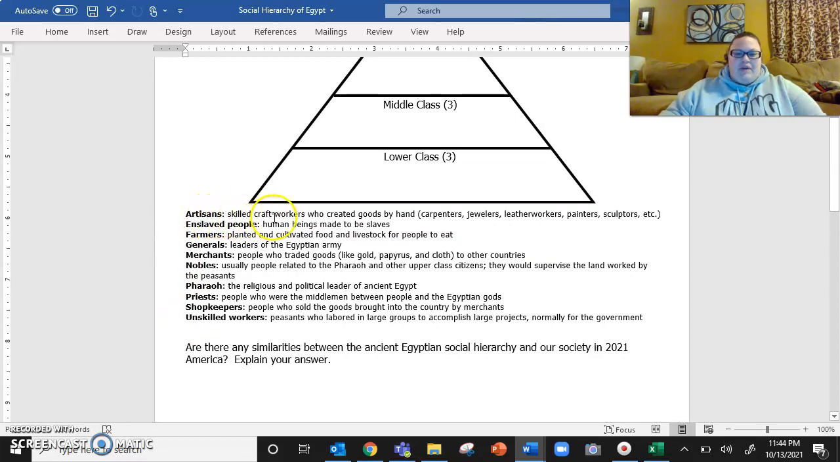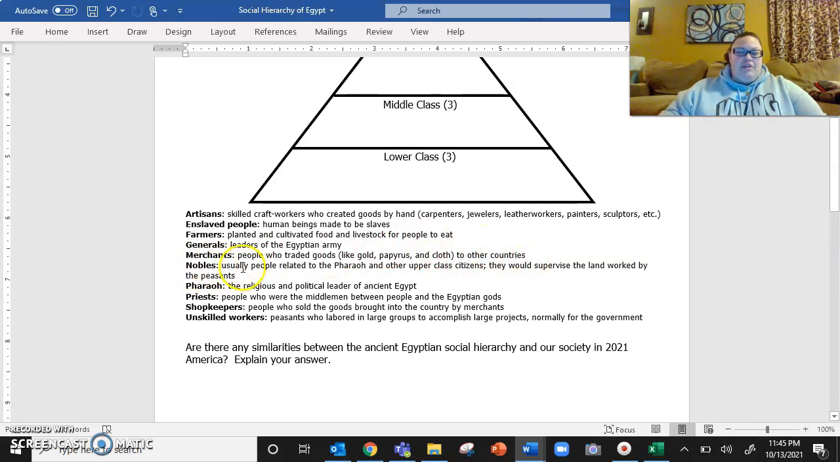Artisans were skilled craft workers who created goods by hand. So they were people like carpenters or jewelers or leather workers or painters or sculptors. Other people are in there as well. That's all we had space for. Enslaved people were human beings that were made to be slaves. Farmers planted and cultivated food and livestock for people to eat. Generals were leaders of the Egyptian army. Merchants were people who traded goods like gold, papyrus, and cloth to other countries.